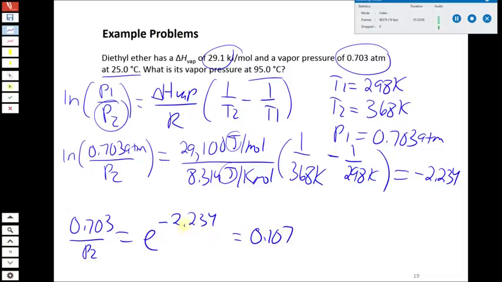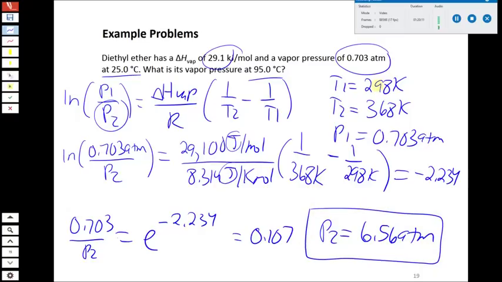And then numerically, e to the minus 2.234 is 0.107. When we solve for P2, we get 6.56 atmospheres. All right, so as expected, the temperature increased from 298 to 368, which means the pressure increases from 0.703 to 6.5, the vapor pressure of that liquid, as we expect. All right, so that's just a numerical example of how to use that equation.